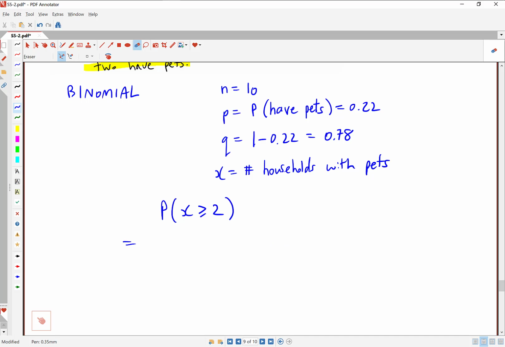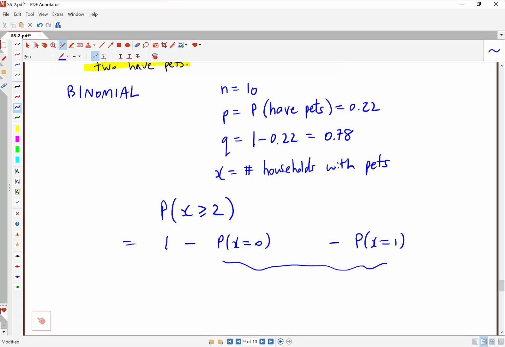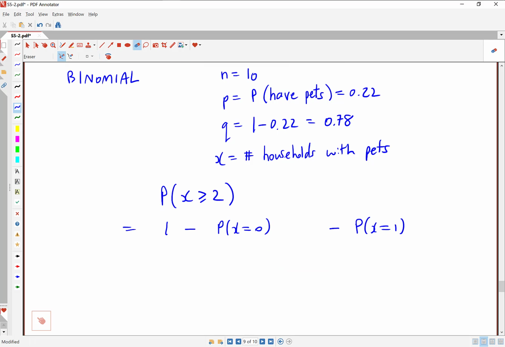Because the probabilities of all the different scenarios are guaranteed to add up to 1, the other way to approach this is just to go 1 minus and then subtract off anything we don't want. So what do we not want? We don't want X to equal 0, so we're going to subtract off the probability that X equals 0. And we don't want X to equal 1, so we need to subtract off the probability that X equals 1. Once we've subtracted off both of these probabilities, we're just left with the probability of the scenarios that we do want.